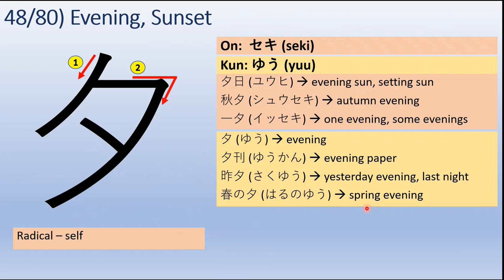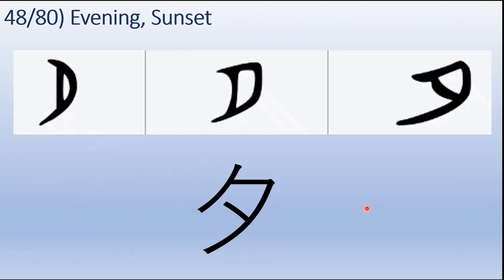It's a radical by itself, and we have the stroke order like this. So there are 3 strokes involved. And as you can see, this is the setting sun. The symbol has evolved like this from ancient till modern age. And finally, this symbol has been finalized for the kanji.